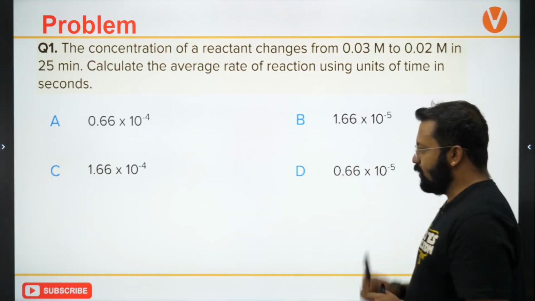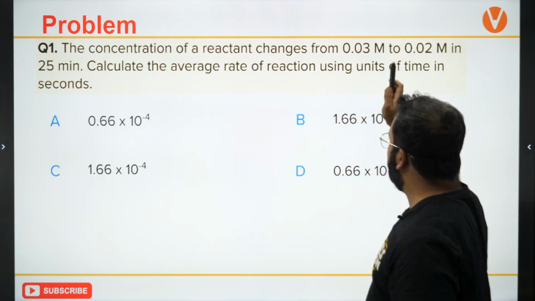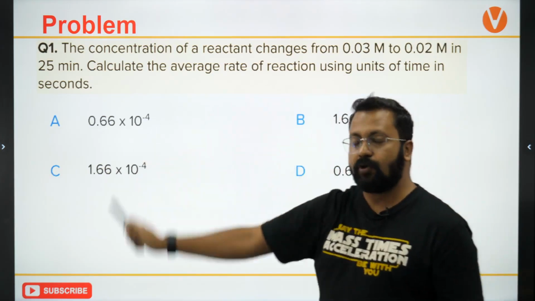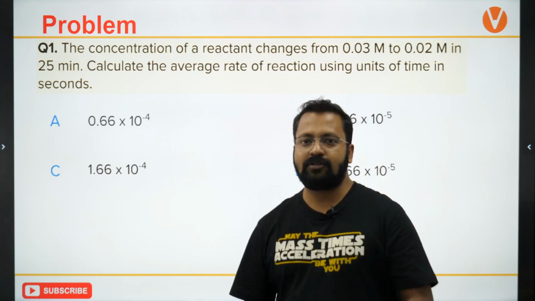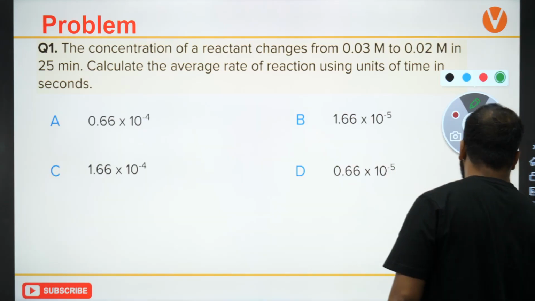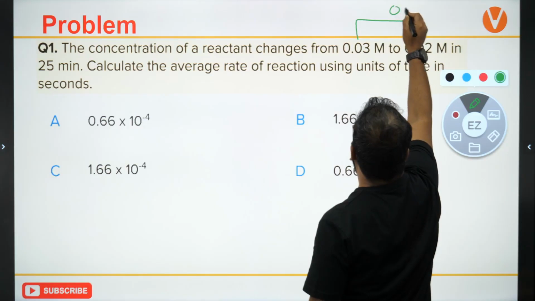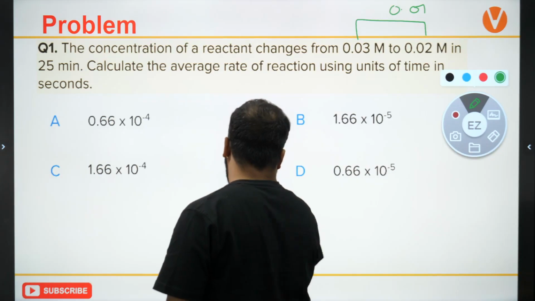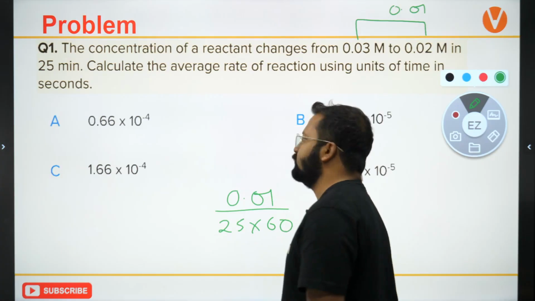Okay, so tell me, what will be the answer? Change in concentration is given as 0.03 to 0.02 molar. It is happening in 25 minutes, and you have to find it in moles per litre per second. So 25 times what will it become? 25 times 60, you will do. So what is the change? What is the change? 0.01. So 0.01 upon 25 times 60.